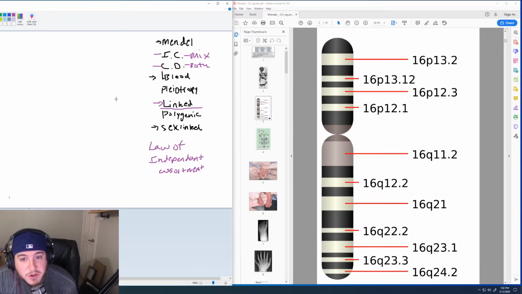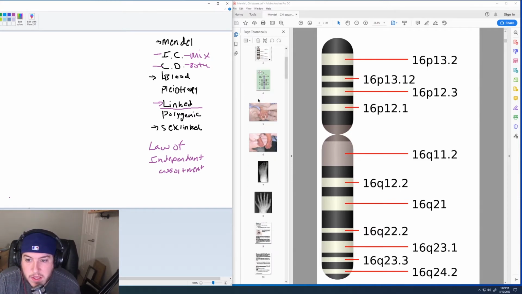But that's how to do a dihybrid cross and how to do any cross that has more than 2 traits, because the AP Bio test will sometimes like to throw at you like 5 traits, 6 traits, 7 traits to see if you can do some quick math.